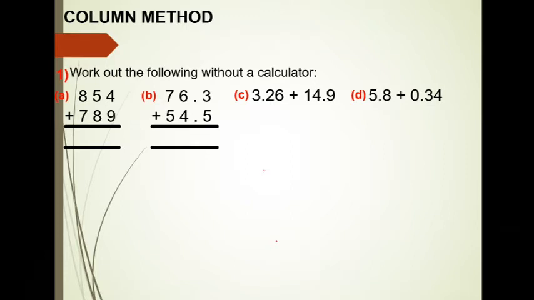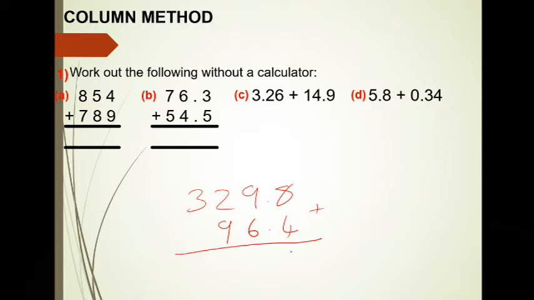Okay, let's include some decimals. So this time we have 329.8, and this time it's 96.4. Okay, can you see that I've put the decimal points onto each other, and that's how you know it's okay to add, because the decimal points should be in the same place.